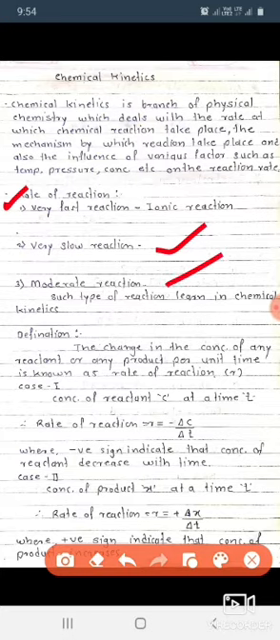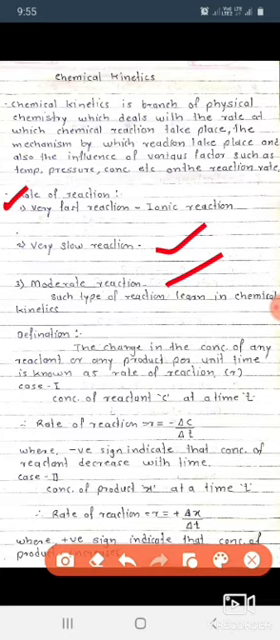And the last one is the moderate reaction. A moderate reaction means the rate of reaction is neither fast nor slow. By using some catalyst or some energy, we form the product of such a reaction. So in chemical kinetics, we study this type of reaction, that is, moderate reactions only.